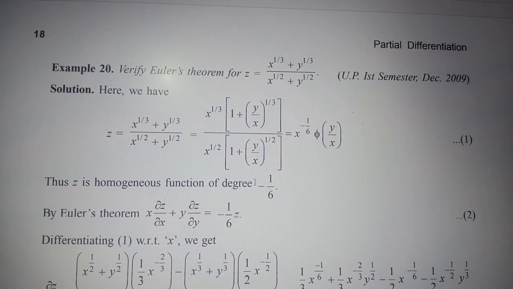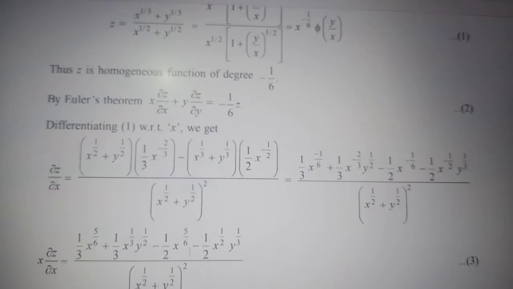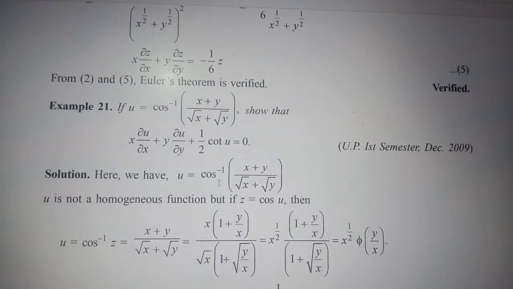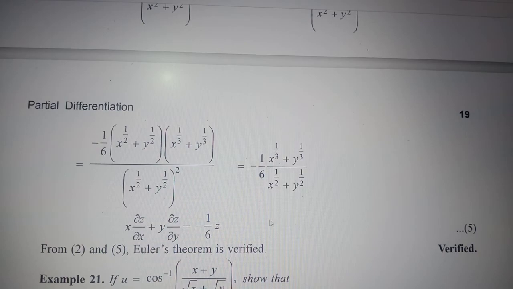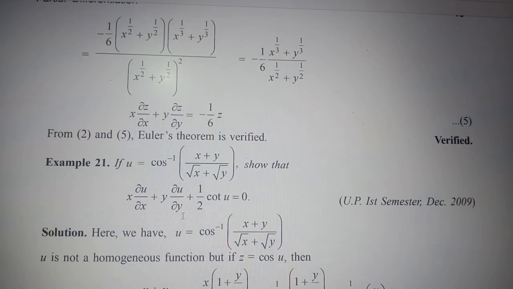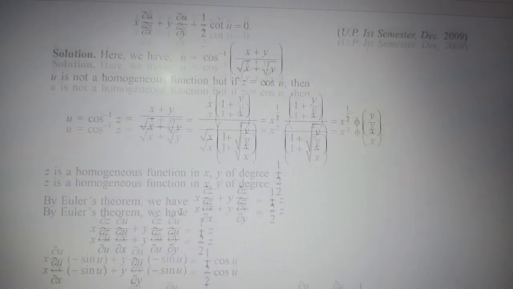And what do we mean by Euler's theorem on homogeneous function? That is, x into dou z by dou x plus y into dou z by dou y is equal to minus 1 by 6 into z. So we can find dou z by dou x and dou z by dou y, simplify it, and find that the theorem is verified.